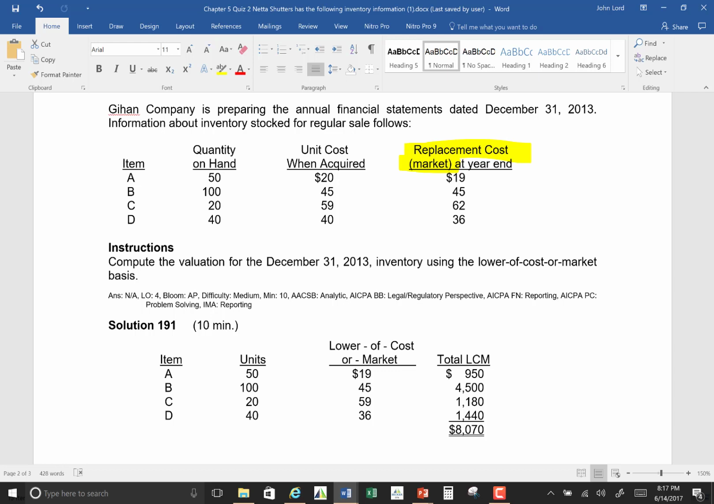So for the first one, what's lower? 20 or 19? 19. 45, 45, they're the same, so you use 45. 59, 62, which is lower? 59, the cost. 40, 36, what's lower? Market, and then you just simply extend them out. Lower of cost or market.